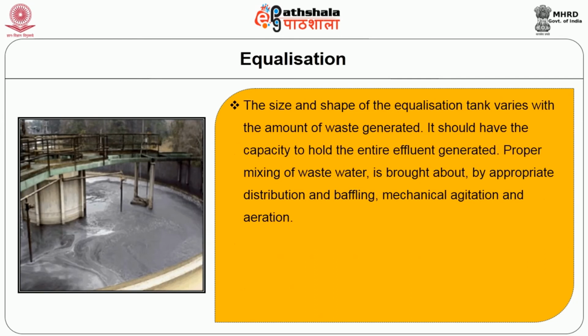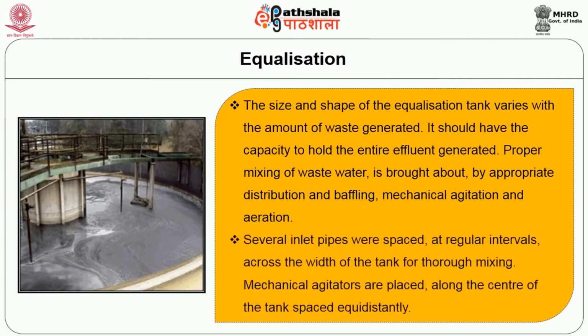The size and shape of the equalization tank varies with the amount of waste generated. It should have the capacity to hold the entire effluent generated. Proper mixing of wastewater is brought about by appropriate distribution and baffling, mechanical agitation and aeration. Several inlet pipes are spaced at regular intervals across the width of the tank for thorough mixing. Mechanical agitators are placed along the center of the tank spaced equidistantly.